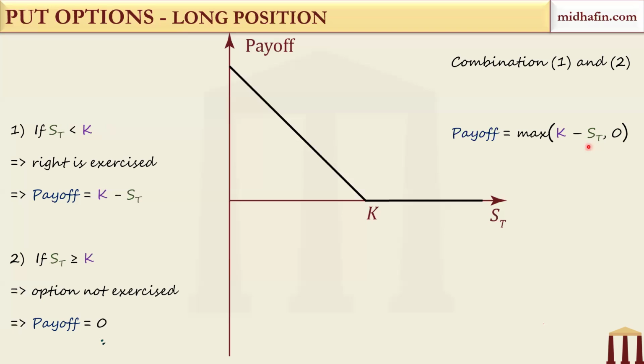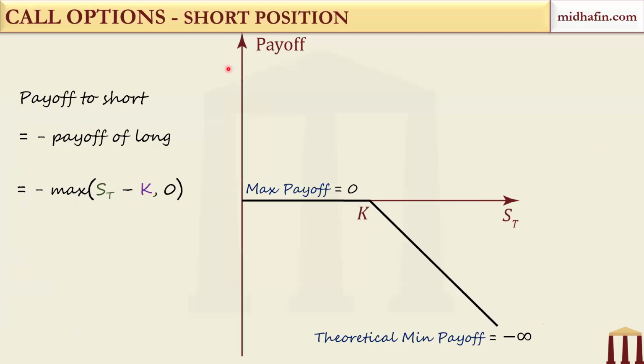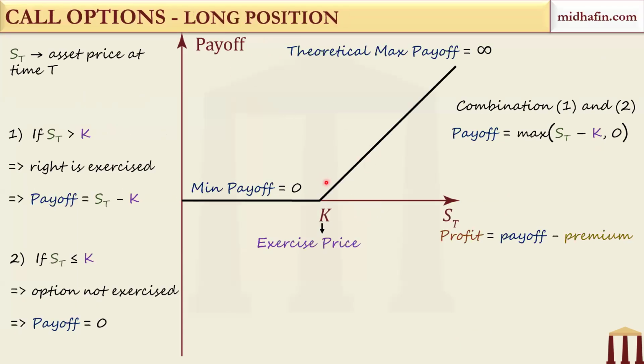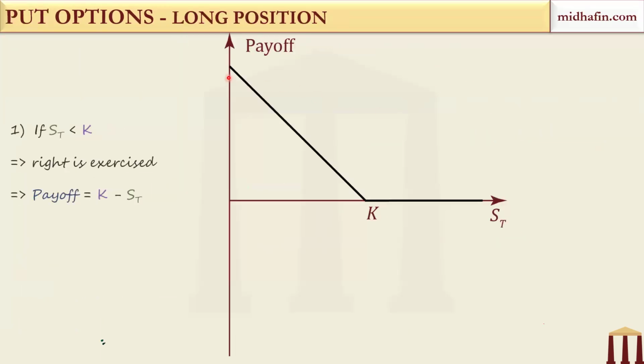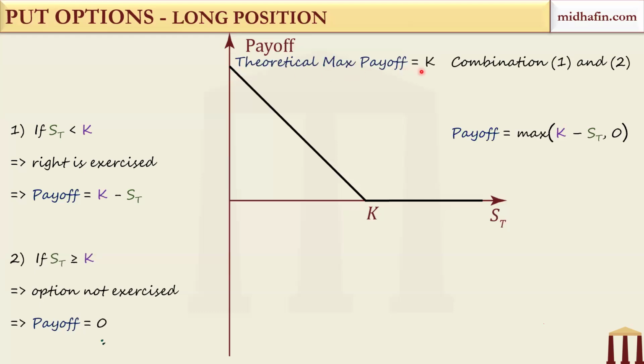Now in this case, what is the theoretical maximum payoff? Yes, the theoretical maximum payoff is equal to K, because ST cannot go negative. So this is the place that you are bound by. For long call, there was no bound from the payoff perspective, it was infinity. But for the long put, the maximum payoff theoretically is equal to K. And what is the minimum payoff for long put?